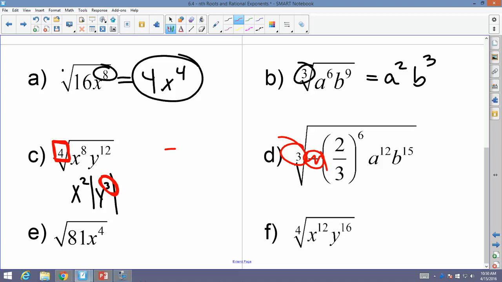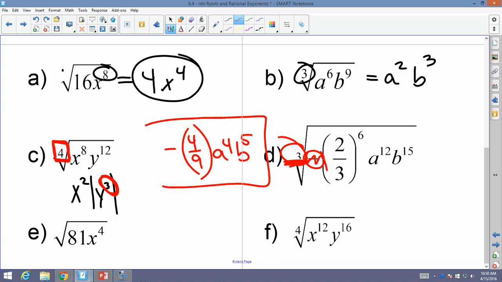Now, what's the cube root of 2/3 to the 6th power? 2/3 squared, right? Which is 4/9. Do I have to put that in absolute value? No, no. First of all, it's an odd root, so I don't care. It can be positive or negative. It does not matter to me. The only time I have to worry about that absolute value stuff is with even roots. A to the 12th, that's going to be A to the 4th, and then B to the 5th. Ding dong, the witch is gone. Good job.